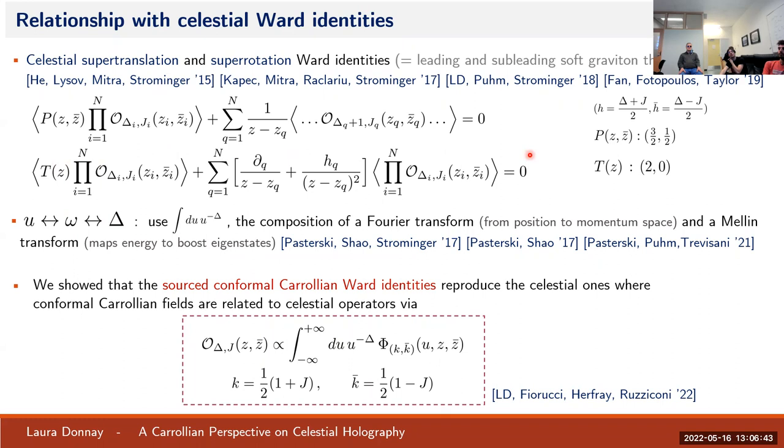By construction, one of the sourced Carrollian Ward identities should correspond to the fact that if you do a conformal, a Weyl transformation of the geometry, it should not affect the conservation, or at least affect it just because of the source. So it looks to me like it should be built in, and I think you wrote at some point some sourced Carrollian Ward identities.